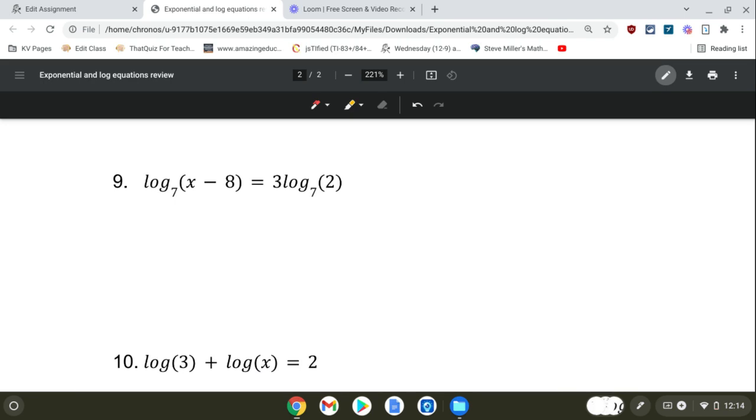All right, number 9 here. Let's see what we can do with this one. They both have a log base 7 on both sides. So what I want to do is get the log base 7 alone by itself. So I'm going to put this 3 back inside as an exponent, and we'll have log base 7 of x minus 8 is equal to log base 7 of 2 to the third.